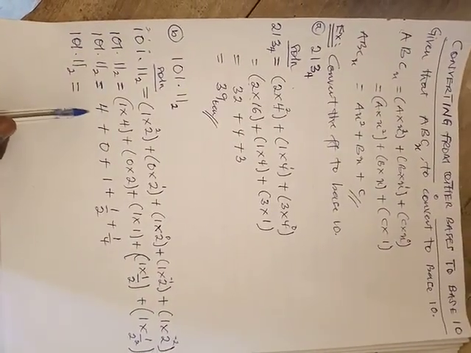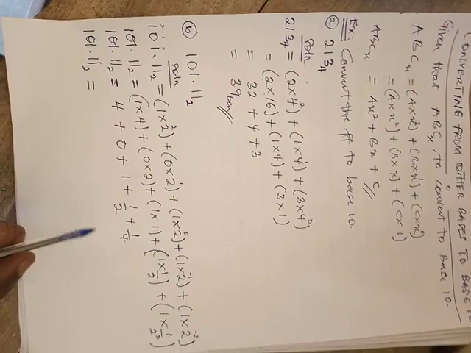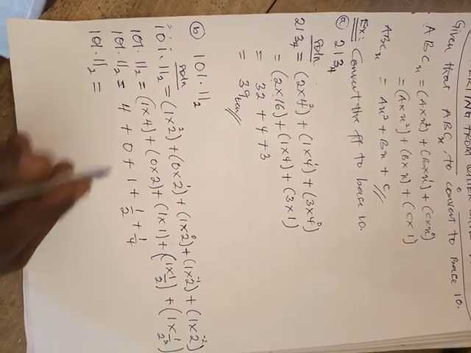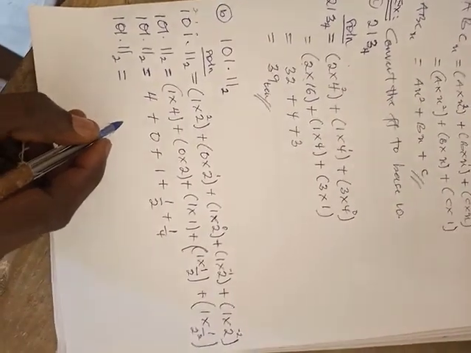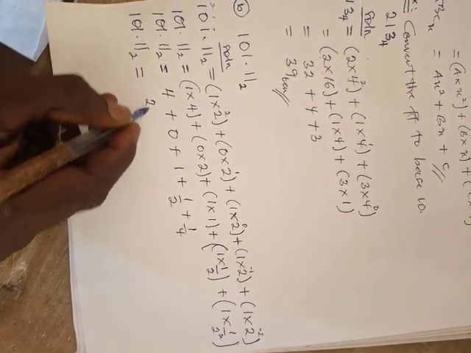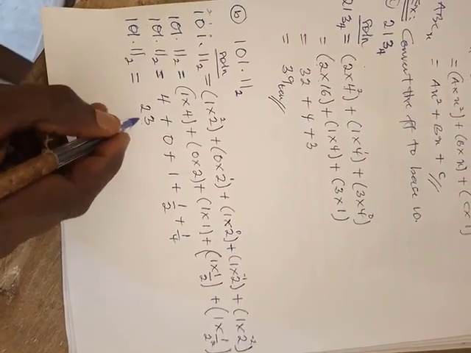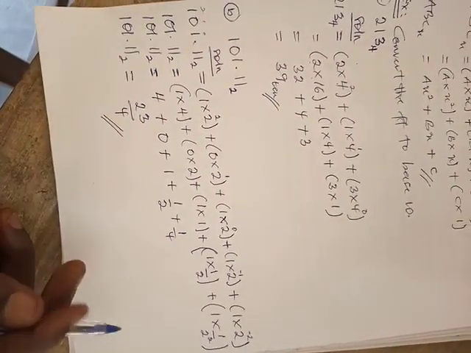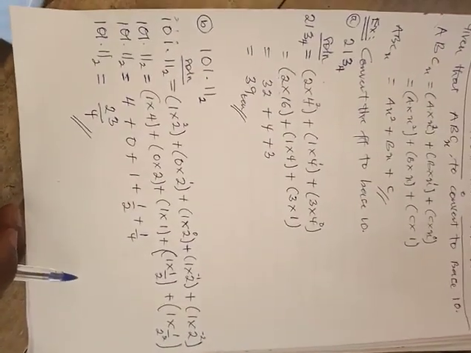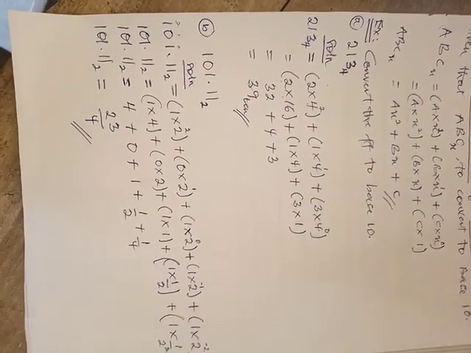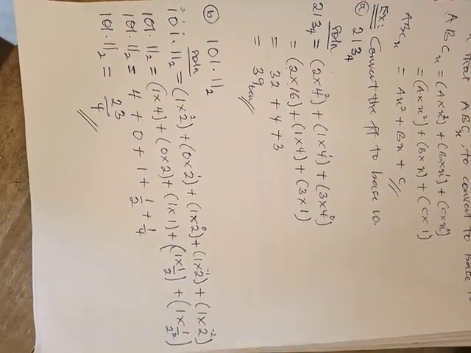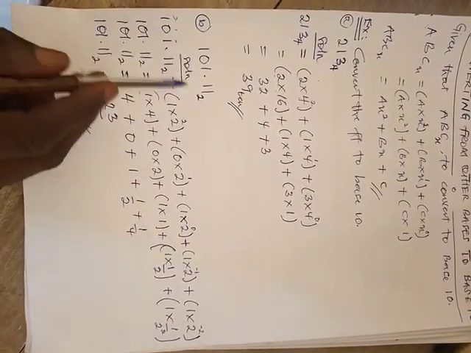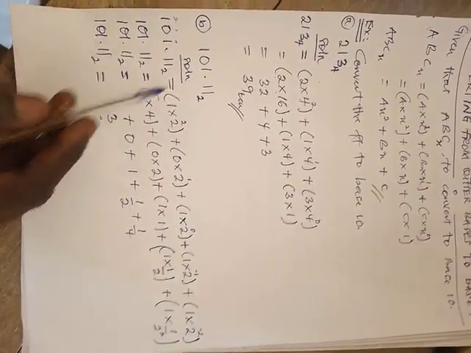So having arrived at this point, the summation of all these values: 4 plus 1 is 5, making 5 and 3 over 4, which is 23 over 4. So this is the final answer to the problem, or let's say 5.75. So when you have a decimal number with a base, that's what happens.